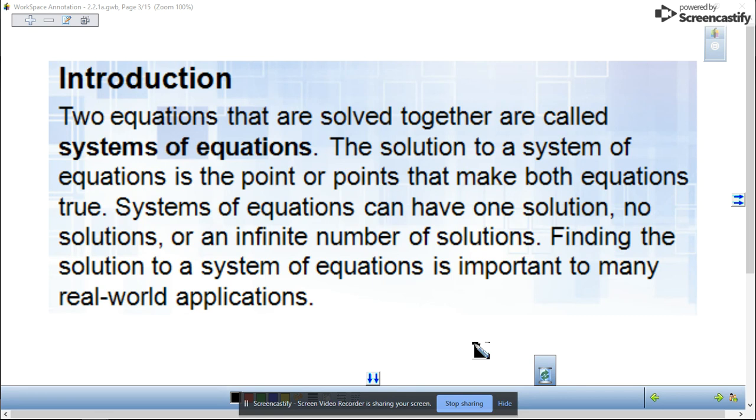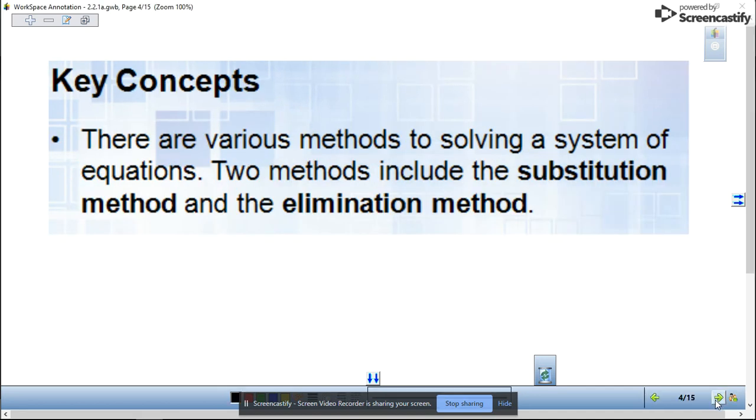The solution to a system of equations is the point or points that make both equations true. In other words, graphically, it's where the two lines cross. Systems of equations can have one solution, no solution, or an infinite number of solutions. Finding the solution to the system is important for many real-world applications. All right, so a couple of key concepts. You can pause and read that.